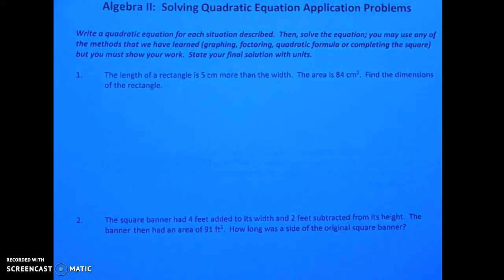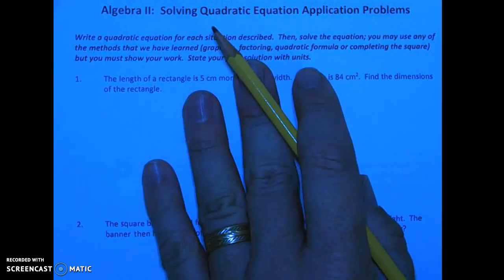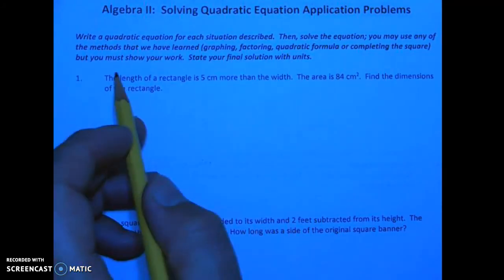Okay, this evening we're going to go ahead and look at solving quadratic equation application problems. This is going to be the worksheet that you're going to get from me tomorrow to work on. So let's read the directions together.